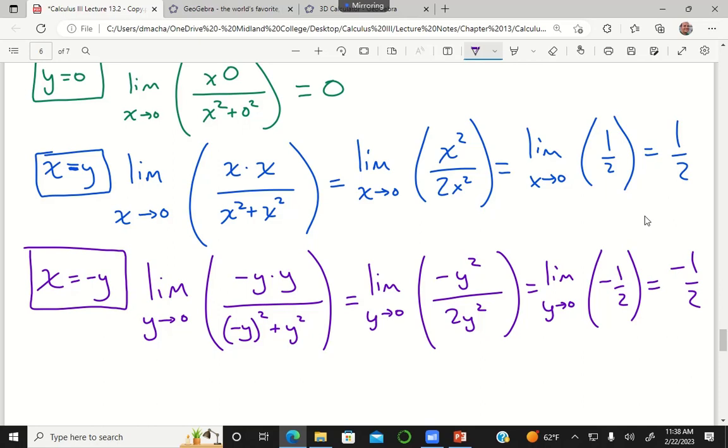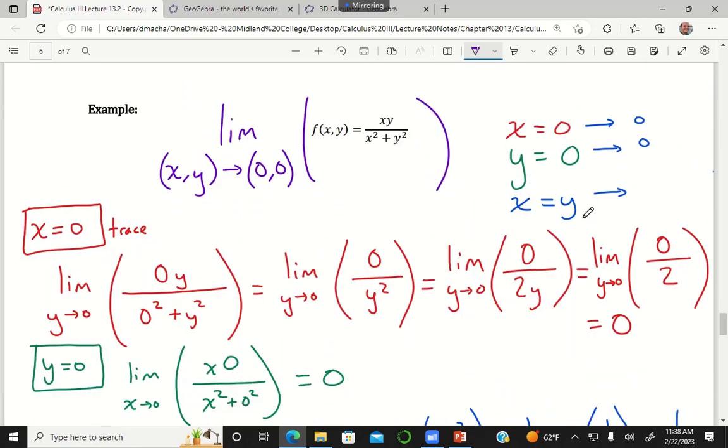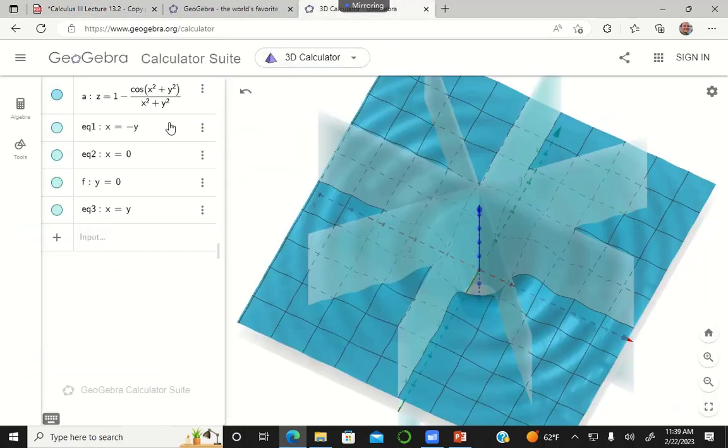Okay, so just to recap, the 4 traces that I like to do gave me 0, 0, 1/2, negative 1/2. And since I'm not getting all of the same limits, this limit does not exist, okay? The answer to this problem would be D and E. Again, I think it's really good, as you're doing your homework problems, to go back to GeoGebra when you're done and just see what it looks like.